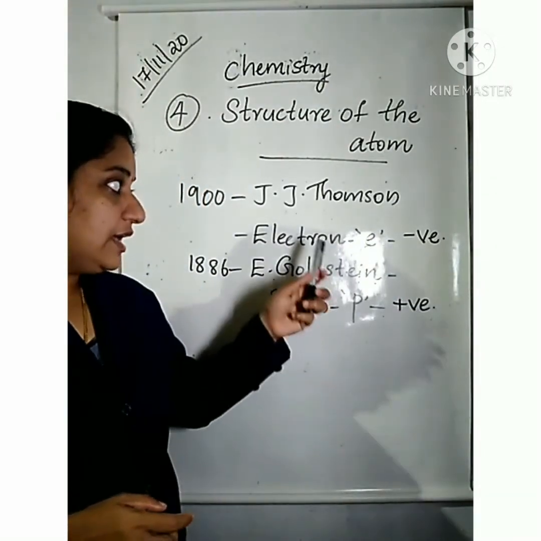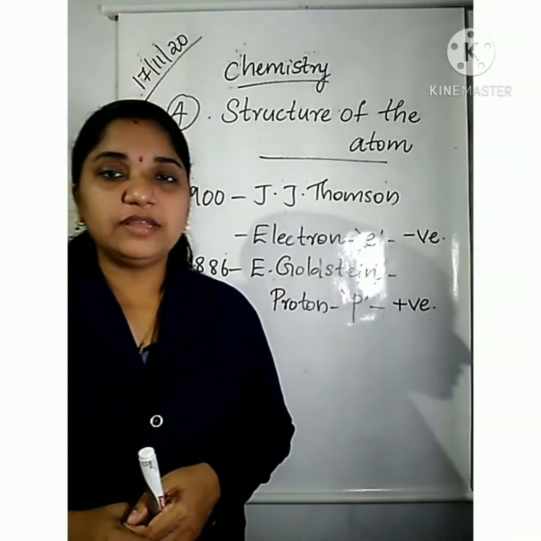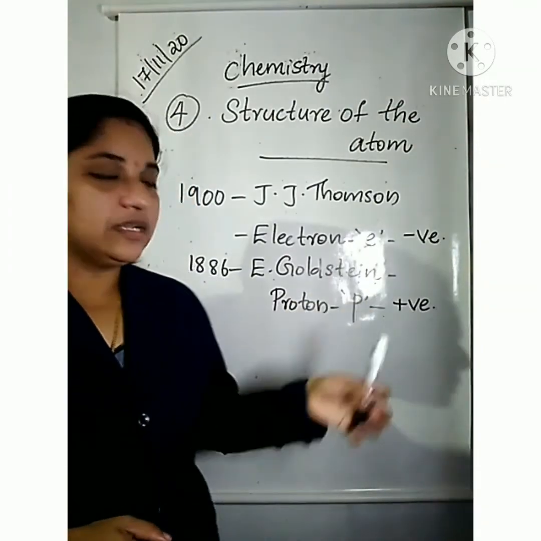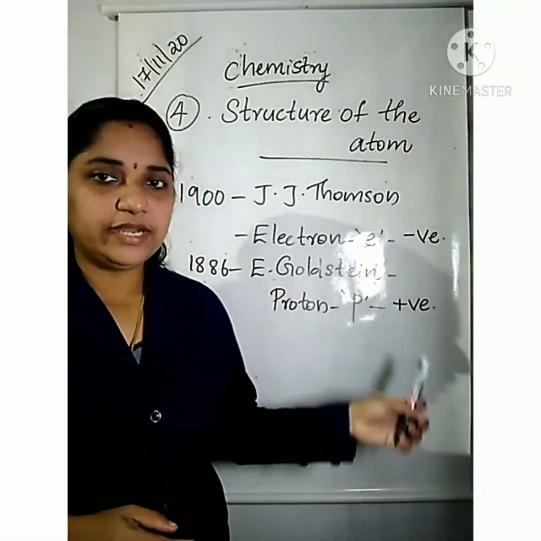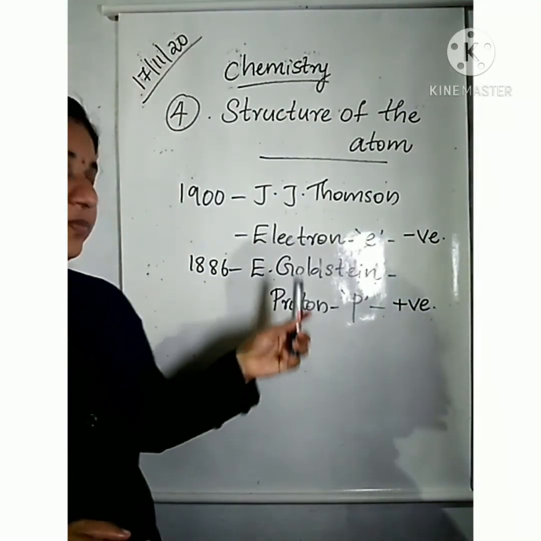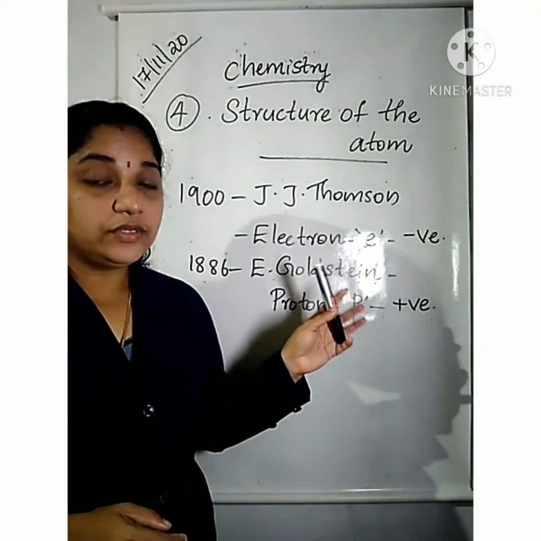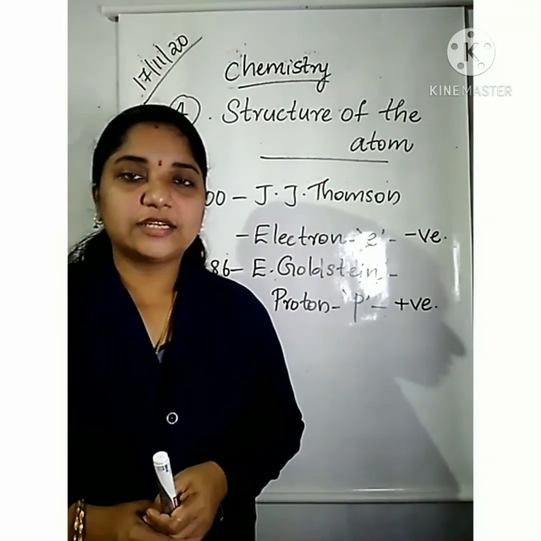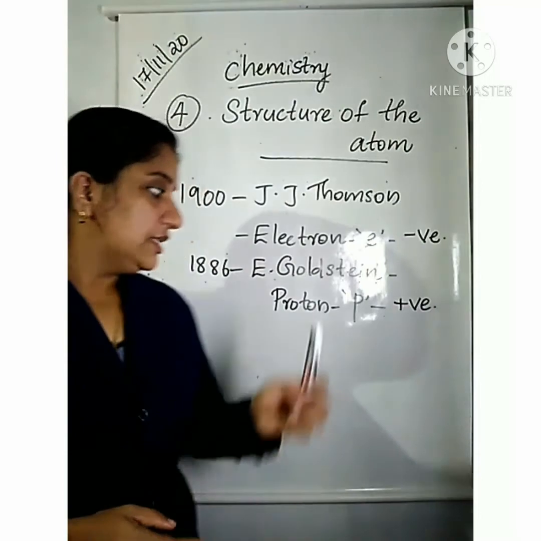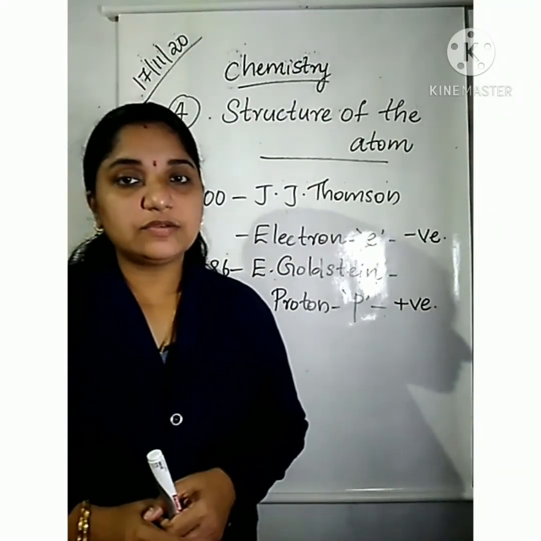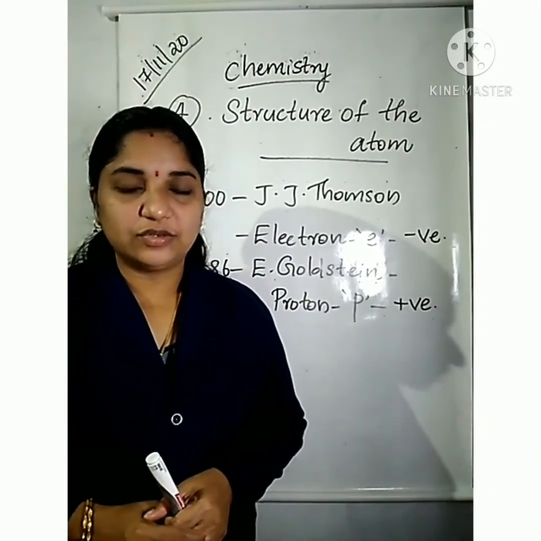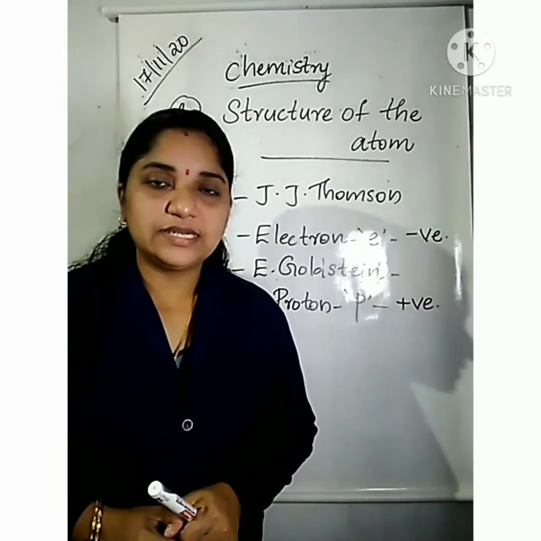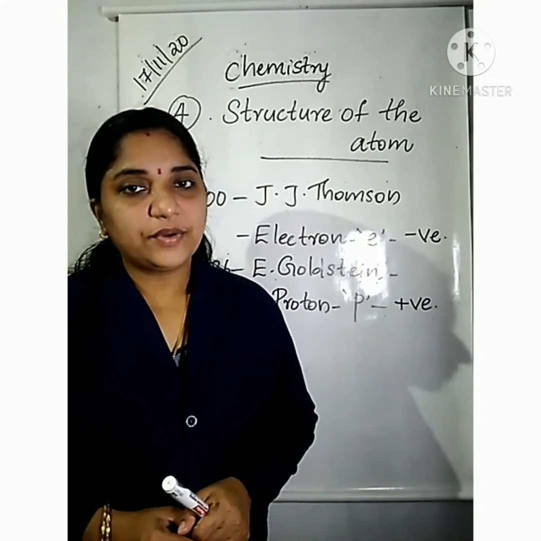Electron and proton are equal in magnitude of charge, but their charges are opposite, negative and positive. The mass of the proton is 2000 times greater than the electron. The electron's mass is negligible. So scientists identified two subatomic particles, electron and proton.